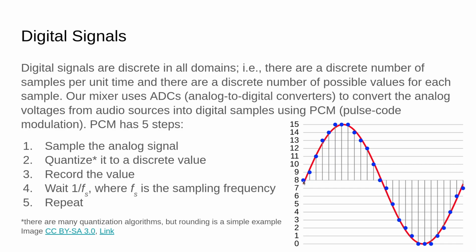So it took a point on the red line, rounded it to 8, recorded it, and then it waited some amount of time, and then it did it again. So then it sampled 9, then it waited some amount of time, and then it recorded 11, and then it waited some amount of time, recorded 13, and it just does that. And it does it every 1 over fs seconds, where fs is that sampling frequency. So for example, we could sample at 48,000 times per second, in which case between each of these samples we're going to have 1/48,000th of a second where we're waiting before we take a new sample.